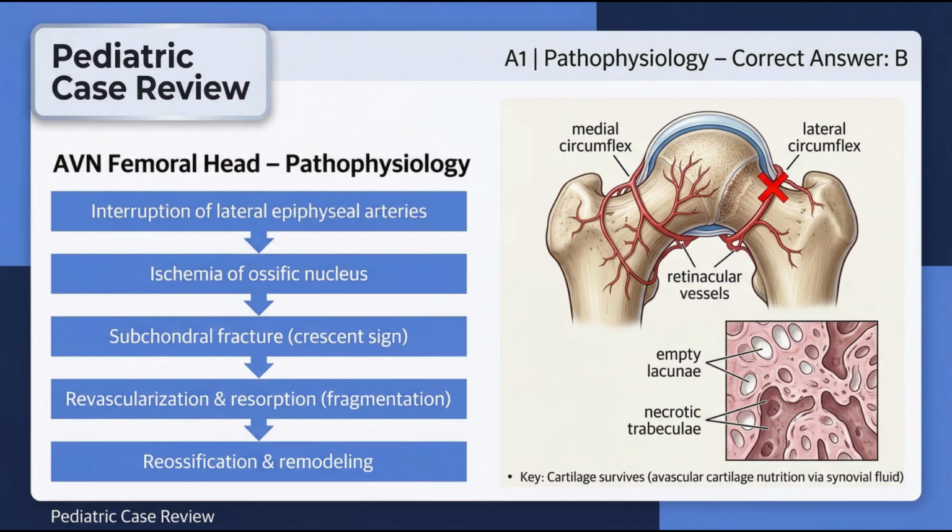Avascular necrosis of the femoral head occurs when the lateral epiphyseal arteries, which are branches of the medial circumflex femoral artery, are interrupted. This leads to ischemia of the ossific nucleus followed by a subchondral fracture seen as the crescent sign. Revascularization then triggers fragmentation and resorption of necrotic bone, followed by reossification and remodeling. A critical point is that the articular cartilage survives throughout this process because it receives nutrition directly from synovial fluid rather than from blood vessels. Inflammation plays no primary role in Legg-Calvé-Perthes disease.